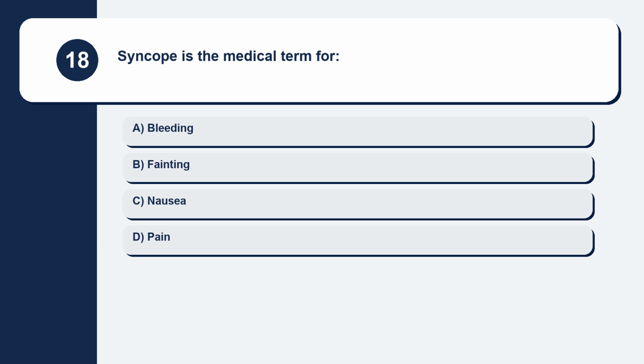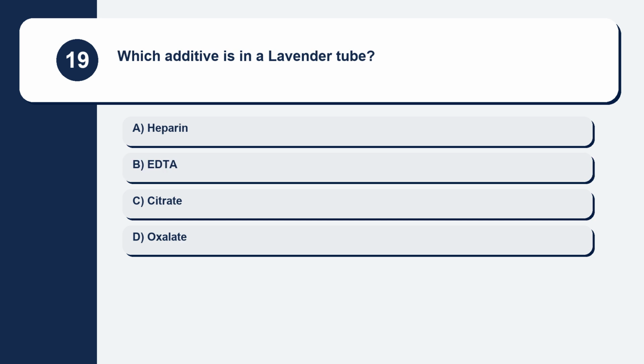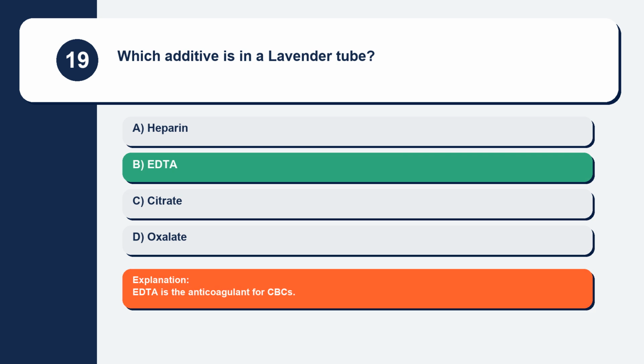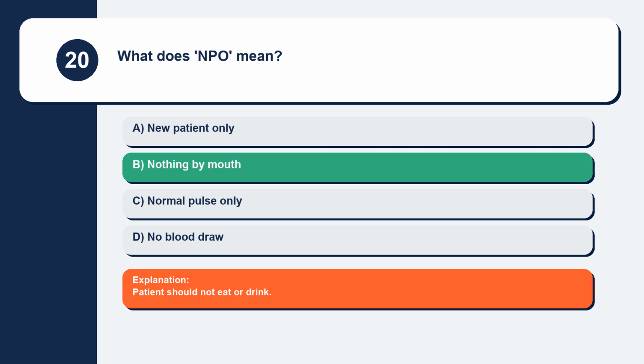Question 18. Syncope is the medical term for: bleeding, fainting, nausea, pain. A common reaction to blood draws. Question 19. Which additive is in a lavender tube? Heparin, EDTA, citrate, oxalate. EDTA is the anticoagulant for CBCs. Question 20. What does NPO mean? New patient only, nothing by mouth, normal pulse only, no blood draw. Patient should not eat or drink.